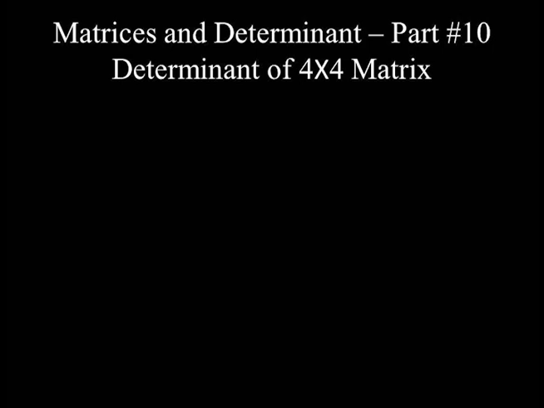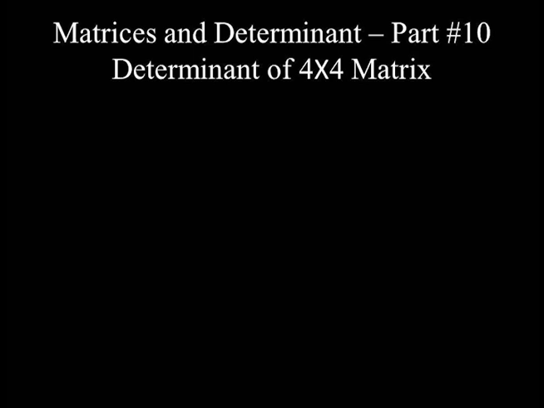Welcome to this section on the determinant of a 4 by 4 matrix. To determine the determinant of a 4 by 4 matrix, we have to choose any one of the 4 rows or the 4 columns as the coefficients of the 3 by 3 matrices we are going to form, and we have to express the 4 by 4 matrix as the sum of 4 3 by 3 matrices.